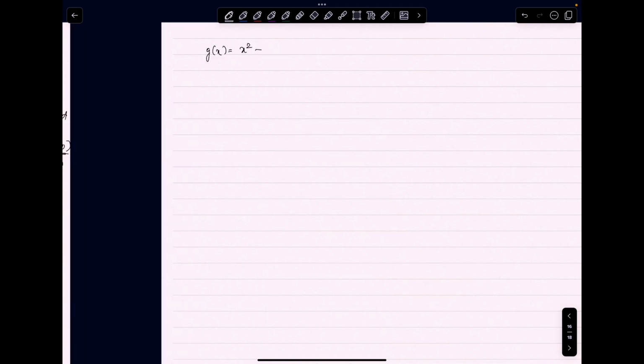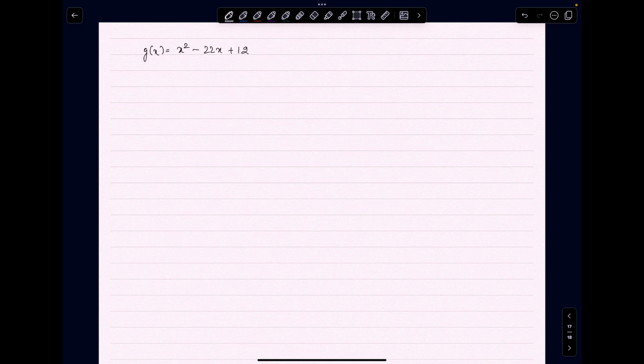See, I have already told you, g of x is written as x square minus 22x plus 120. It is of the form x square plus lx plus m. Got my point? On comparison, I can see that l equals minus 22 and m equals 120.